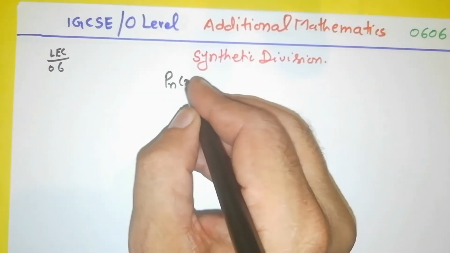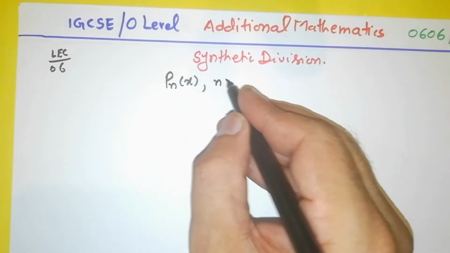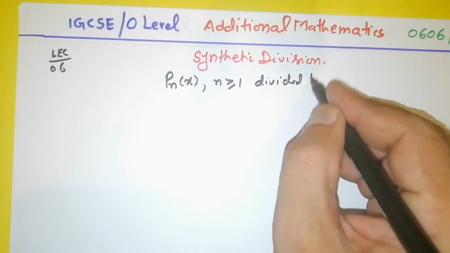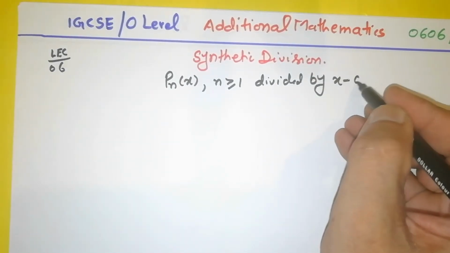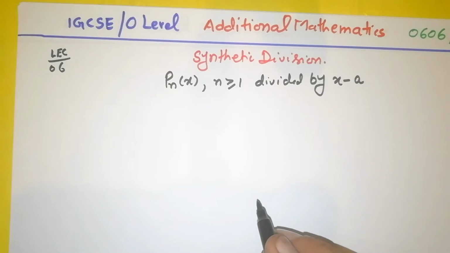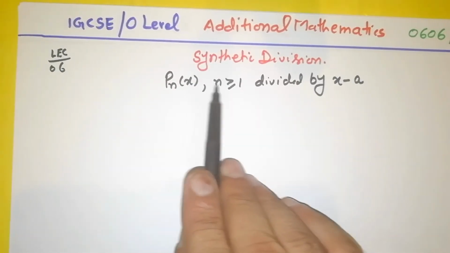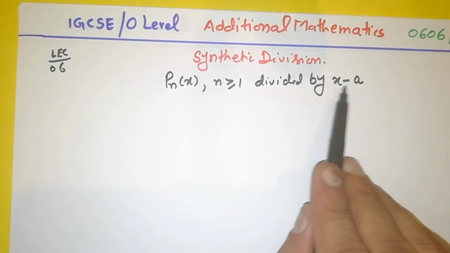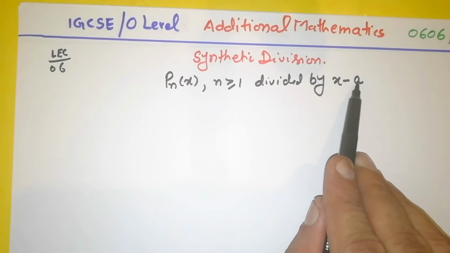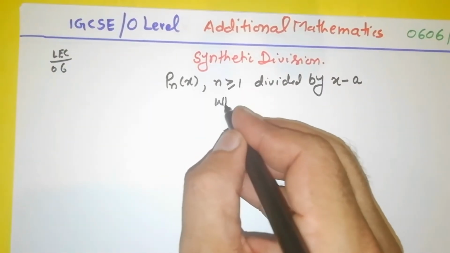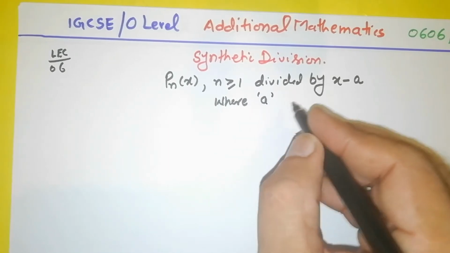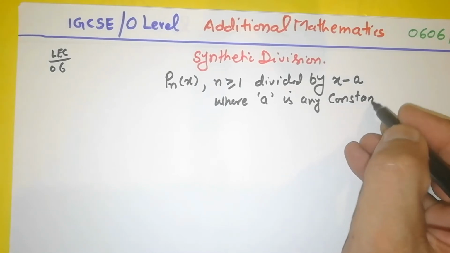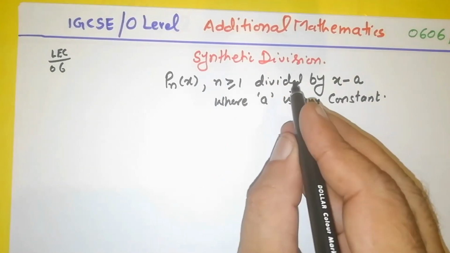A polynomial p(x) of degree n, where n must be greater than or equal to 1, is divided by this type of linear polynomial. In synthetic division, any polynomial whose degree is greater than or equal to 1 is divided by x minus a. This is a linear polynomial where a is any constant. This method consists of three lines.